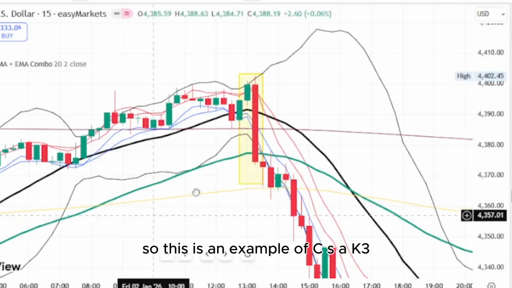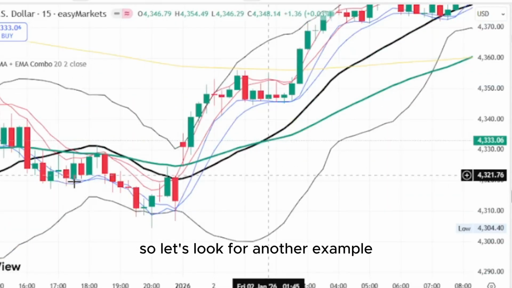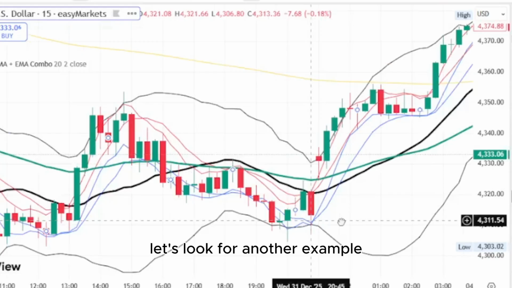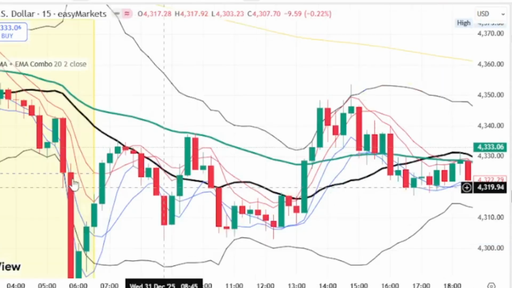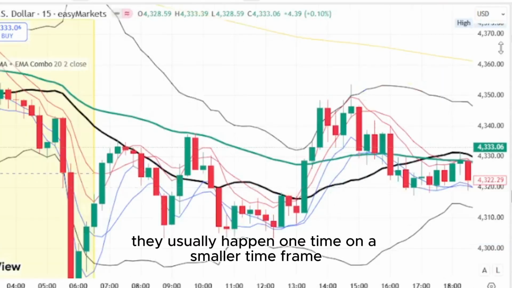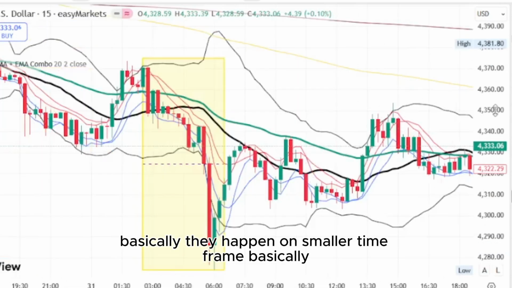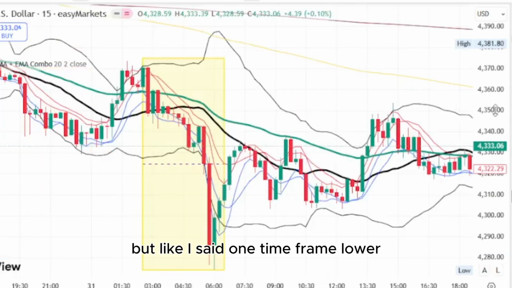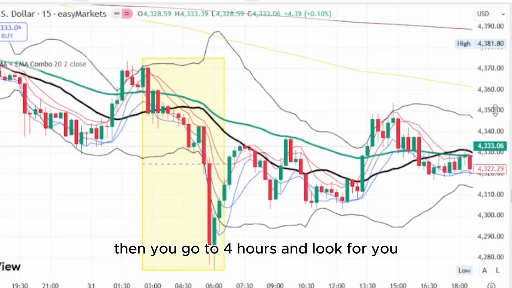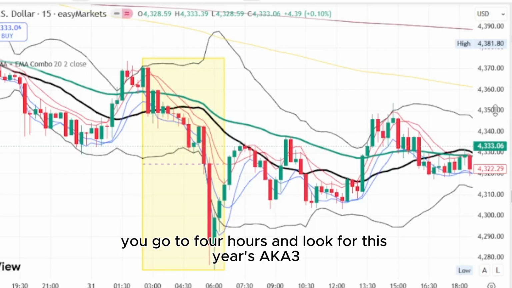So let's look for another example. They usually happen one time frame lower, on a smaller time frame. So if you see CSAK on the daily, then you go to 4 hours and look for this CSAK 3.